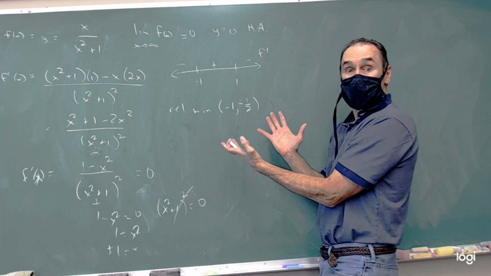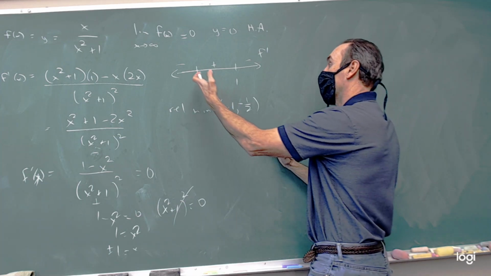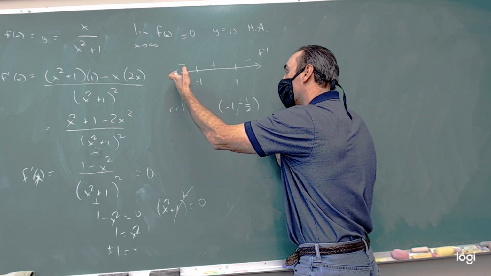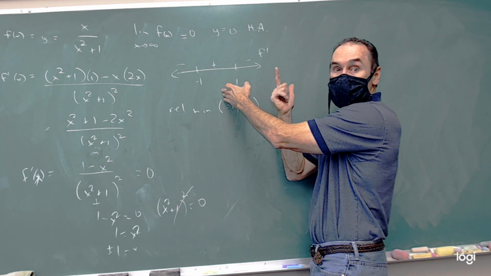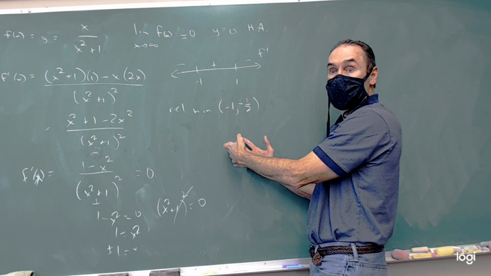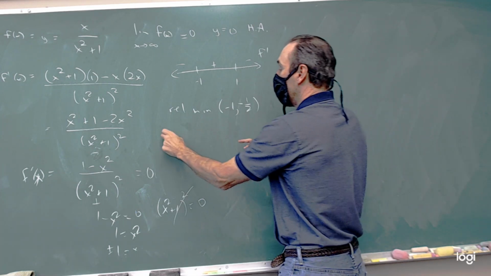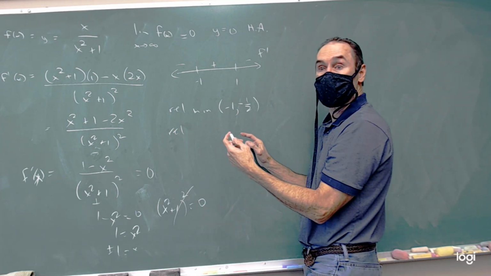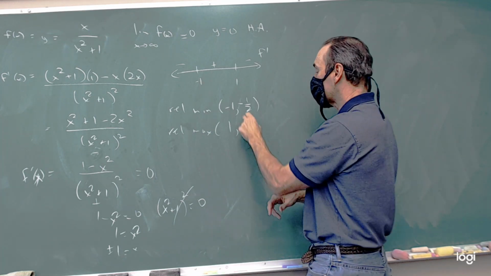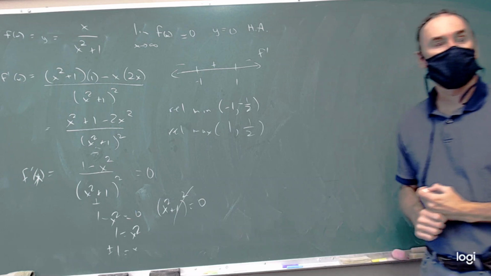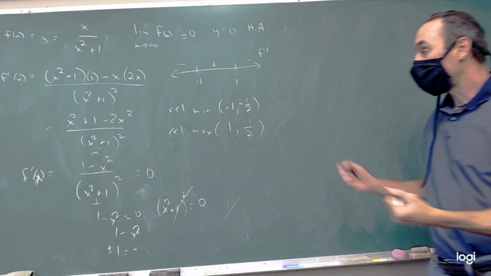It didn't ask to justify, so I don't have to say it's a relative min because the derivative changed from negative to positive, but I know that, and if we were asked to justify it, we could say that. We see it goes positive to negative, that's going to make it a relative max. And so again, we're going to plug in the 1, and this time we get a positive 1/2. Okay, that's all we got from the first derivative.